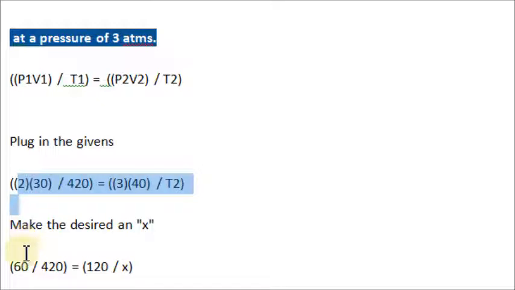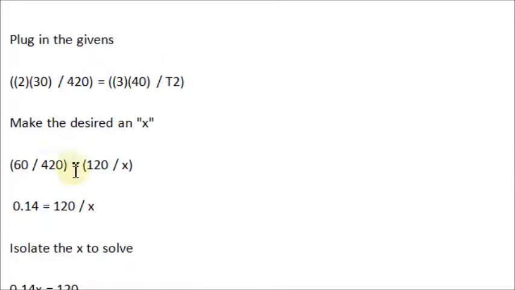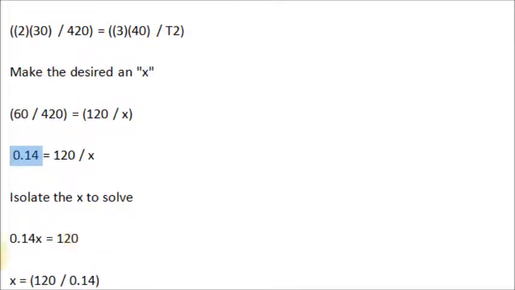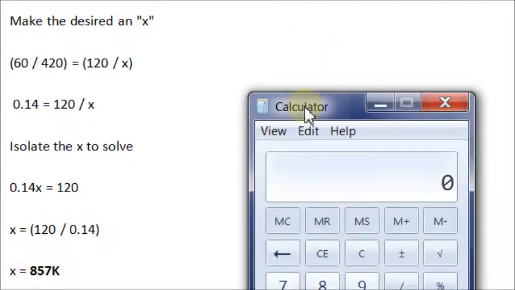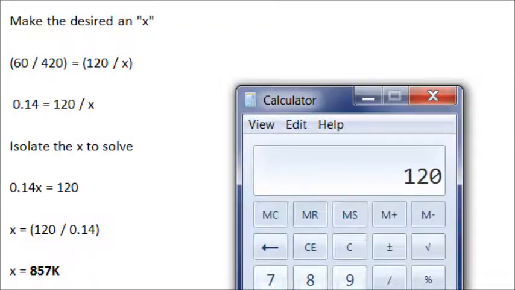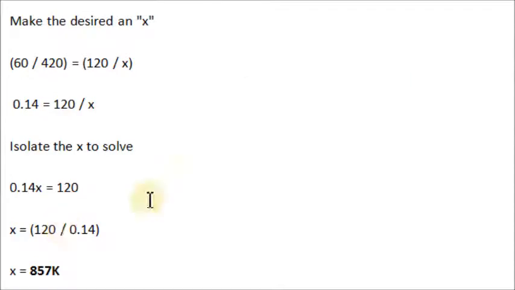2 times 30, 60 over 420 equals 3 times 40, 120 over x. You isolate for x by multiplying by x. So 60 over 420 equals 0.14. Multiply by x to get x on the other side. 0.14x equals 120, and divide by 0.14, you get 875, or 857, sorry. Here, let me just show you what I mean. 857 Kelvins is your answer, because all temperatures of these gas laws are Kelvin.